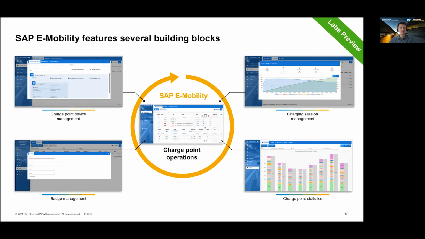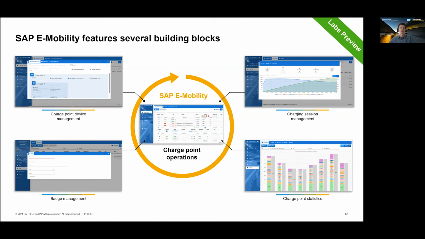So e-mobility is a very simple solution in terms of user interface and operations. The main application for Chargepoint operations consists of several building blocks. The first one is the Chargepoint device management, which allows you to monitor the charging infrastructure and charging session status remotely. It also communicates bidirectionally with a vendor-independent charging infrastructure through the Open Chargepoint Protocol, the OCPP. The Chargepoint device management allows you simple onboarding and configuration of your charging stations.